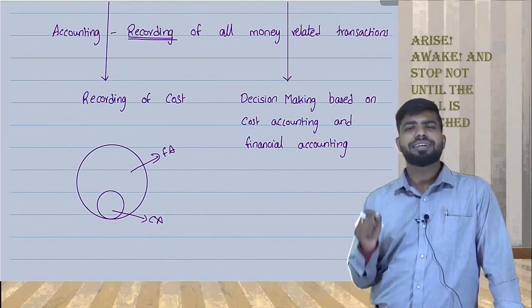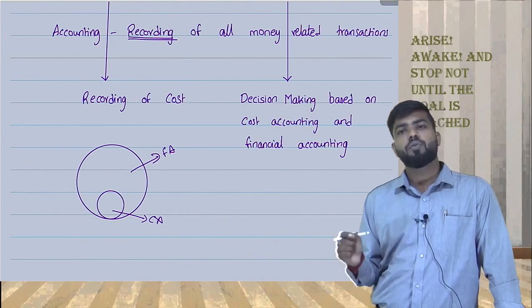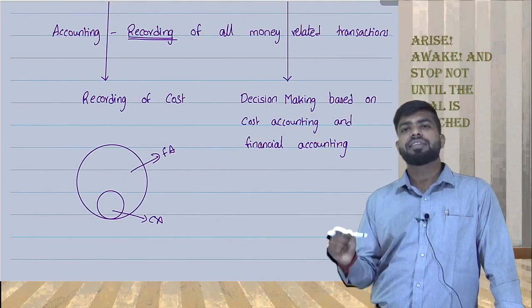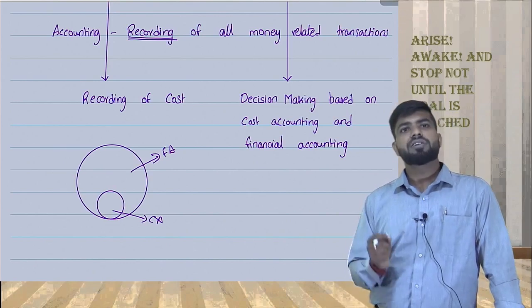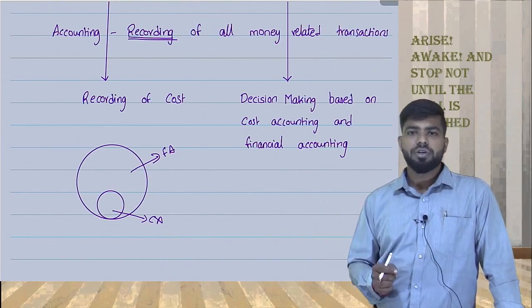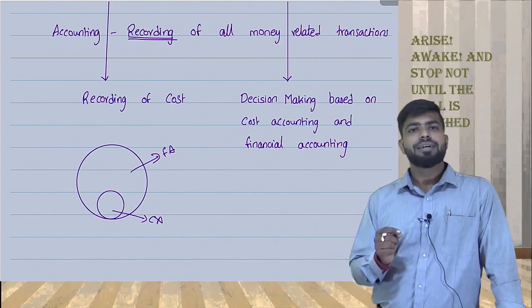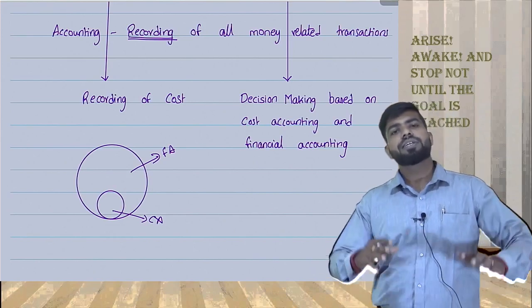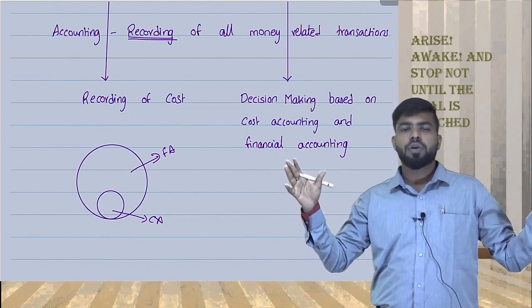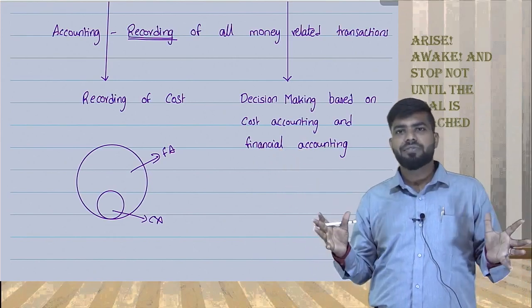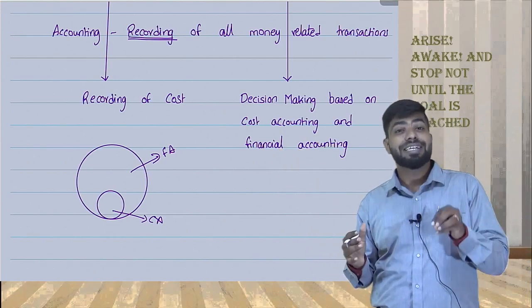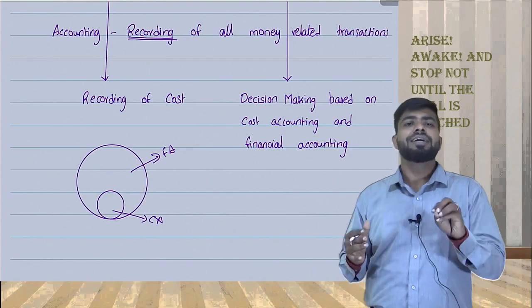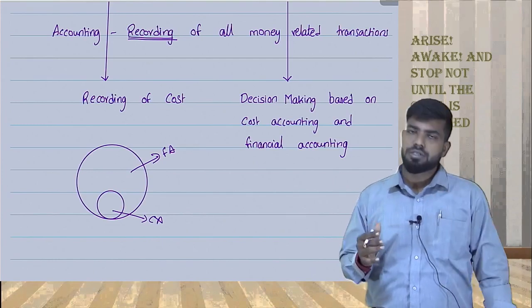That means all the transactions which can be quantifiable in money will be recorded in the accounting. Then what is cost accounting? In case of cost accounting, we are going to record only transactions related to cost. So financial accounting is very generalized. We are going to record the n number of transactions. When it comes to cost accounting, it is very specialized. We are going to record only transactions related to cost.